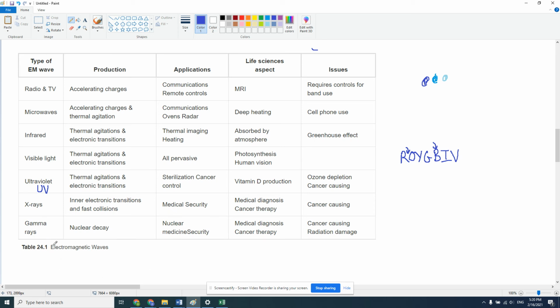Gamma radiation is by far the most unique of these, because gamma radiation is the only form of radiation that does not come from an electron. All of these, radio through X-ray, are emitted via electrons. Gamma rays are not. They are emitted from the nucleus of the atom. They are evident in nuclear decay.